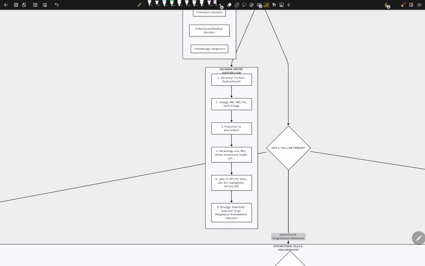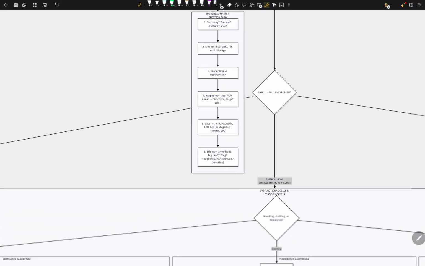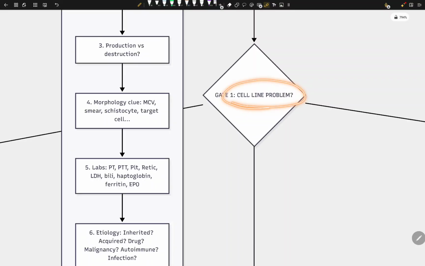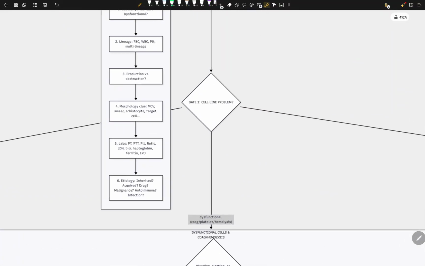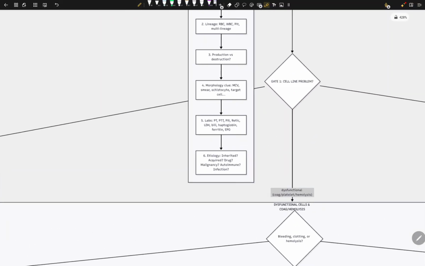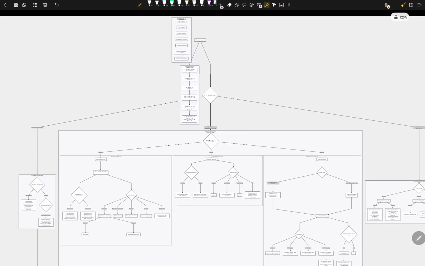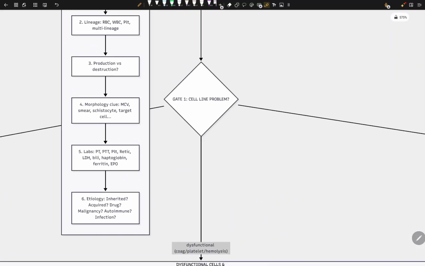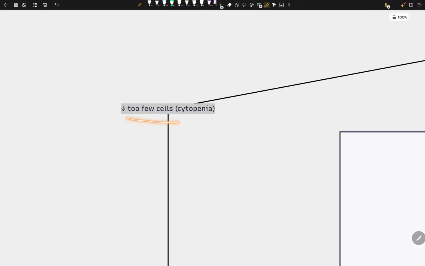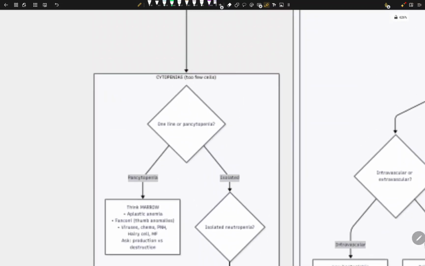So the first thing that we should really ask or look at in the patient is, what kind of cell line is messed up? Now, we have 3 lines going out here. Let's go one by one. Let's go to the left one first, right? So here we have cell line problem. What kind of cell line problem? Maybe there are too few cells. We have cytopenia. Now, which cytopenia are we talking about?